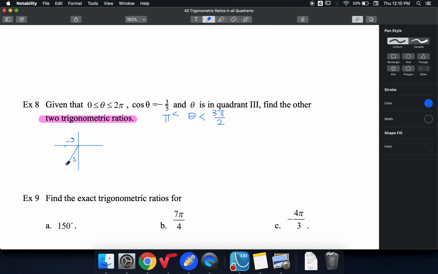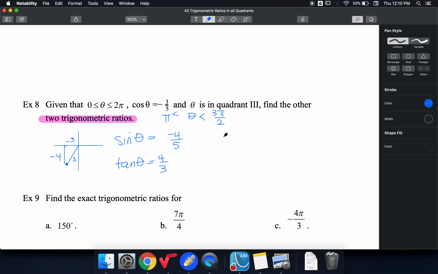So I can use Pythagorean theorem to find the y value, or recognize this is a 3, 4, 5 triangle, but it's negative 4 because I'm in quadrant 3. So that means sine of theta is negative 4 over 5. Tan of theta is going to be negative 4 divided by negative 3, which is positive.